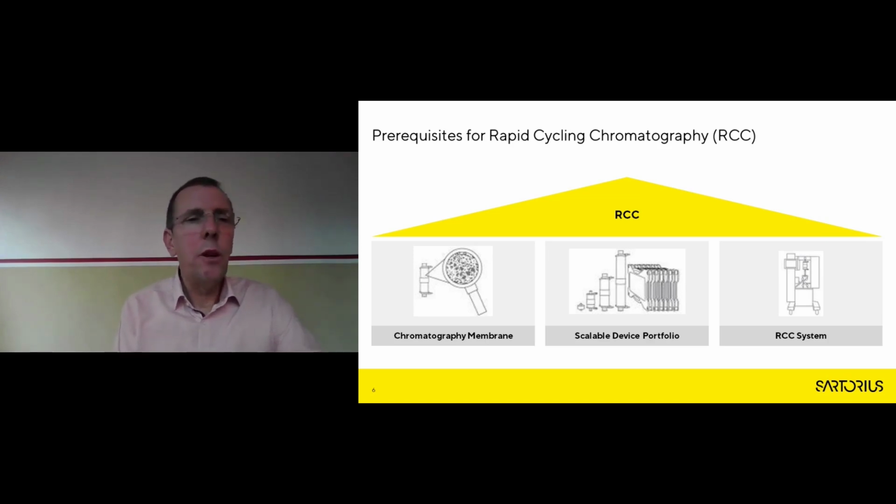Rapid cycling chromatography needs three prerequisites: first, a chromatography membrane with higher mass transfer rates and high binding capacity. Second, a scalable device portfolio. And third, a rapid cycling chromatography system with low holdup volume and rapid valve action. Today, we will focus on the membrane and the device portfolio in which it will be available.